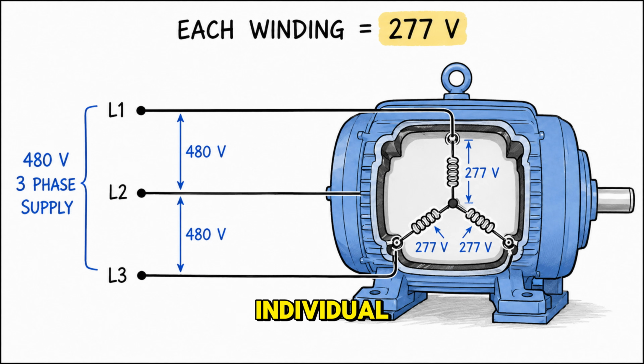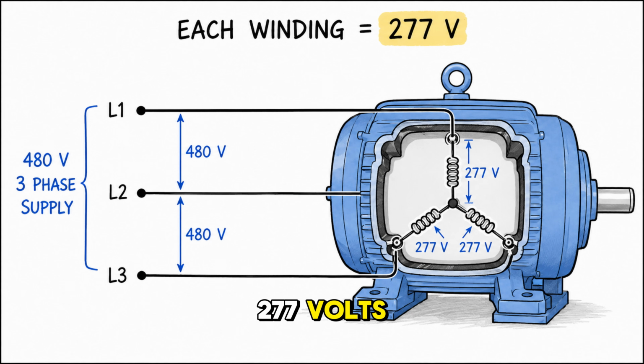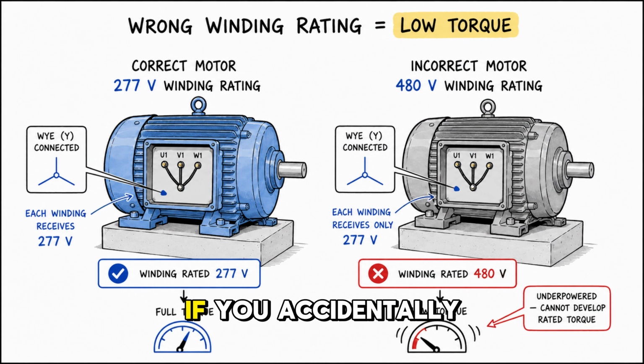This means each individual winding inside this WYE-connected motor is actually receiving 277 volts, even though the supply feeding the panel is labeled 480 volts. This is exactly why motors built for this type of system are manufactured with windings rated for 277 volts, not 480 volts. If you accidentally selected a motor with windings rated for the full 480 volts, expecting it to see that voltage per winding, it would be significantly underpowered and would never develop its rated torque.